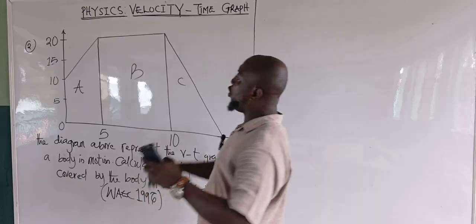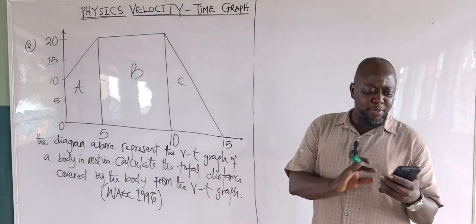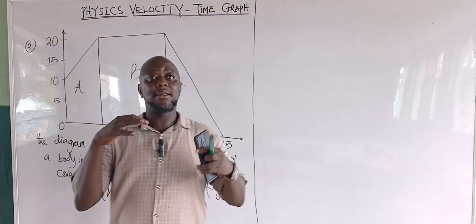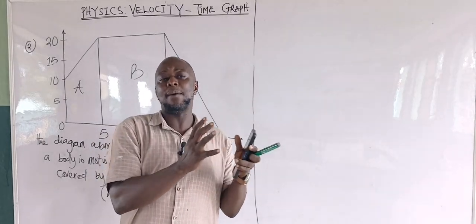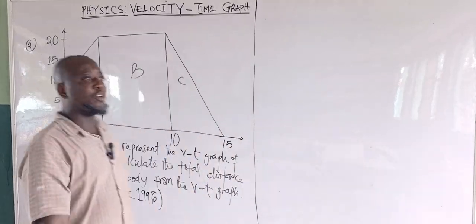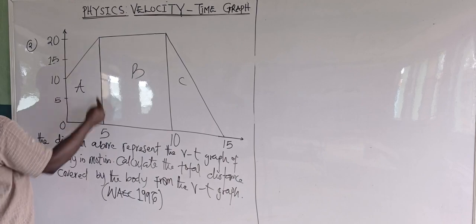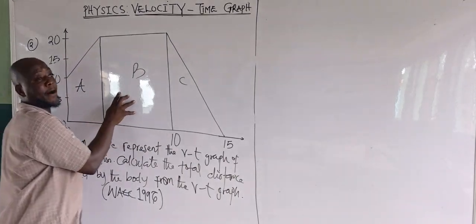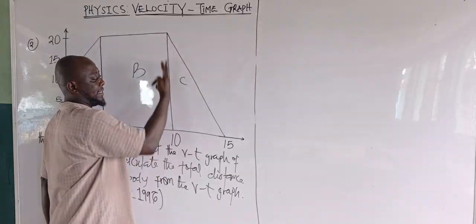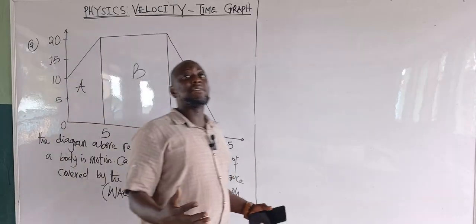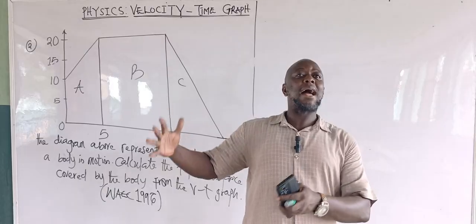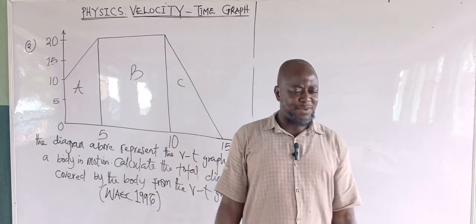So what do we know to do? It's simple as ABCD. Now, you have to be good at understanding how diagrams work in mathematics. If you check the diagram, this is a trapezium, this is a rectangle, and this is a triangle. I already told you that whenever you have to calculate the total distance of a body, it's just to add up the 3 shapes.